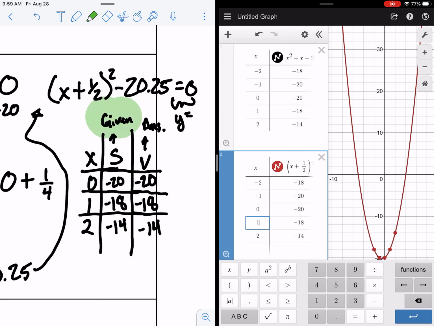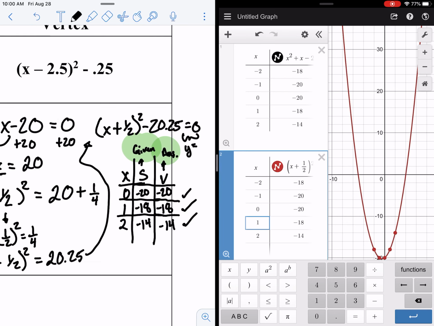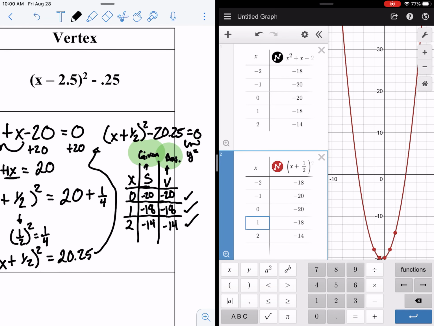And again, I'm just going to now compare my given and my answers. So negative 20, good. Negative 18, good. Negative 14, good. So this is the correct answer.